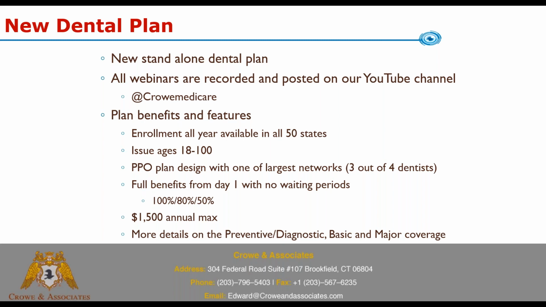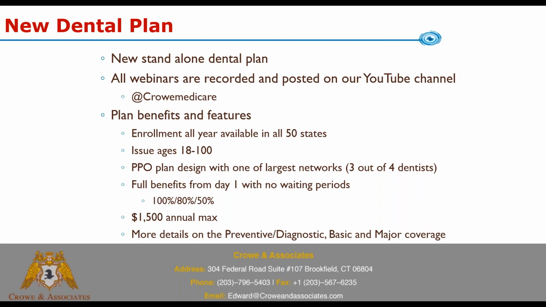Okay, so what's unique about this plan? One of a couple things that's unique, the network's great, obviously, but what is unique about it is it's full benefits from day one with no waiting periods. And it's not the gimmick of no waiting periods but no benefit on major the first year. It's full benefits day one, no reduction. So it's a 100-80-50 plan. That's 100 preventive, 80 basic, 50 major, and there's no waiting periods, and those benefits start from day one.